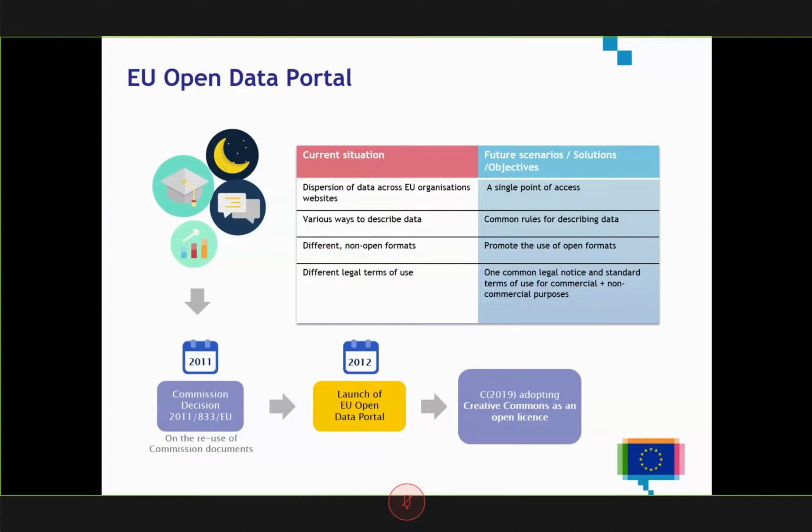So this EU Open Data Portal comes from the Commission decision in 2011 on the reuse of Commission documents, where it's established there's a necessity to have a single point of access to all this information that the Commission produces. Then in 2012, the EU Open Data Portal was born. But the importance of this topic has been rising a lot, and in 2019 there was also a decision adopting Creative Commons as an open license. So as you can see, there's more awareness about the necessity of opening the data. And that's why the idea of creating this competition comes, because we want to promote it and see the benefits. So now I'm going to take you to the portal.